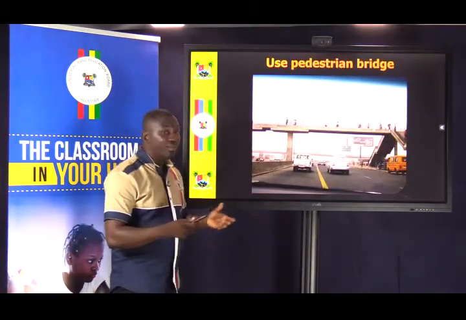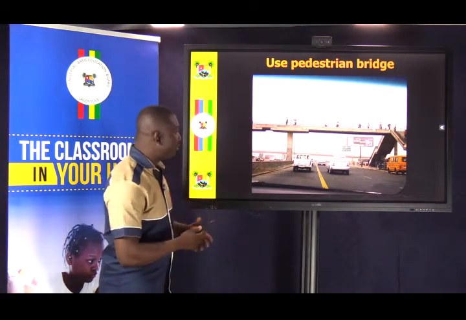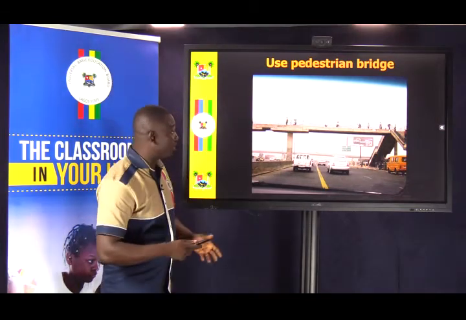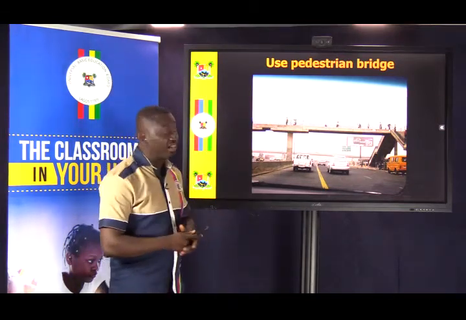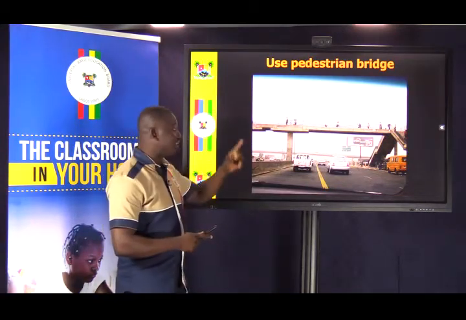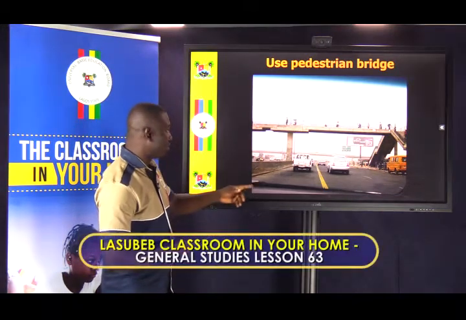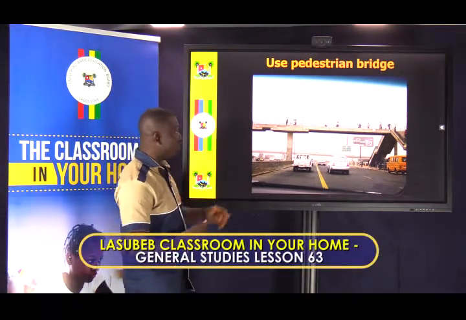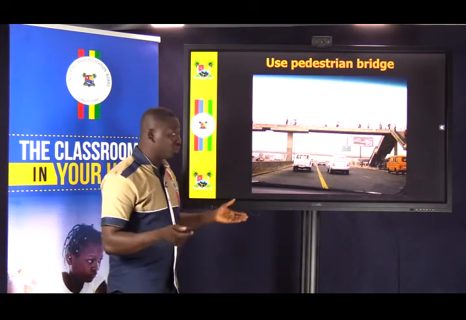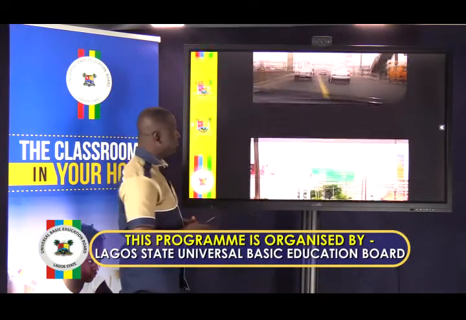Use the pedestrian bridge. Pupils, you should do what? Use the pedestrian bridge. Even when you are going on the road with your mom, and she wants to take you to cross over to the other side, and there is a pedestrian bridge, tell her, Mom, Dad, let us use the pedestrian bridge, okay? So don't cross the express road. Always make use of the pedestrian bridge so that you will not, what, be involved in an accident, okay?